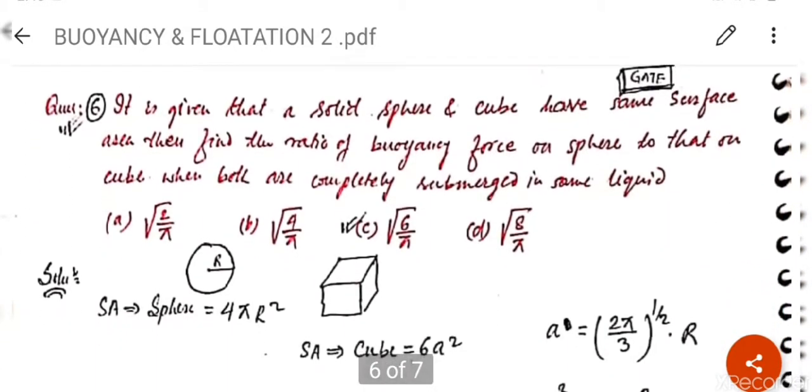Next question. It is also a GATE question. It is given that a solid sphere and a cube have the same surface area. Then find the ratio of the buoyancy force on the sphere to that on the cube when both are completely submerged in the same liquid. Means there is a cube and a sphere, and we have immersed both in the same liquid.